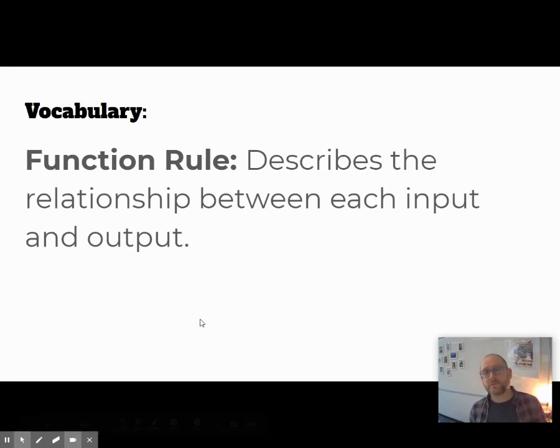The function rule then, and you'll need to add this term as well. The function rule describes the relationship between each input and output. So for every input you put in, you get an output out. And the rule tells you how you get between one and the other. So what does that look like?